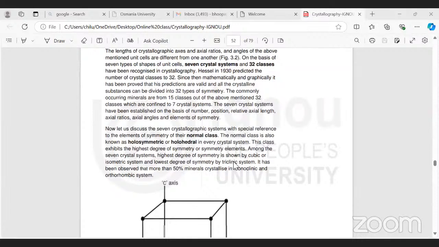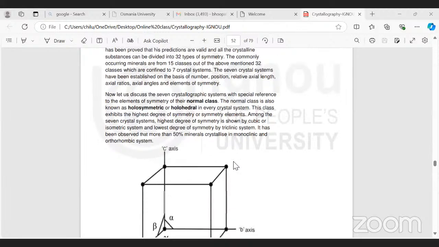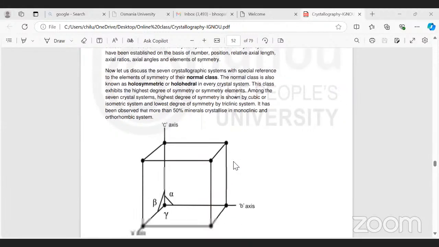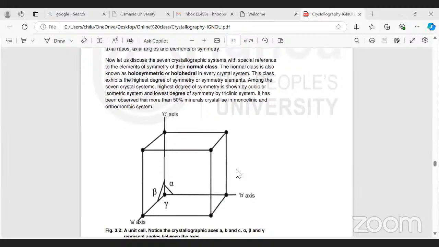In a normal class, we see the holohedral or holosymmetric crystal system, which exhibits the highest degree of symmetry, or the highest degree of symmetrical elements, among these seven crystal systems.